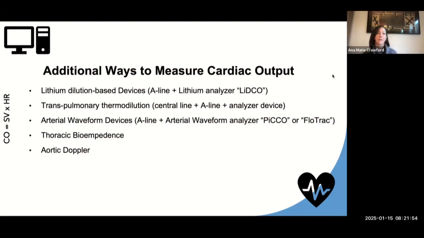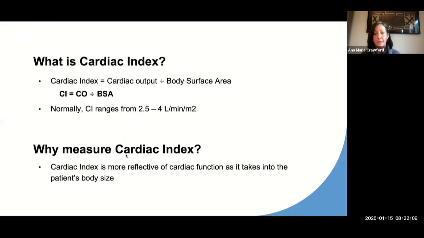That's actually good to hear, because these are all specialized devices with additional equipment and things that might be a barrier for places that have resource constraints. But I think ultrasound and point of care ultrasound is becoming more and more widely available. So it's really great that we can use those things just as well.